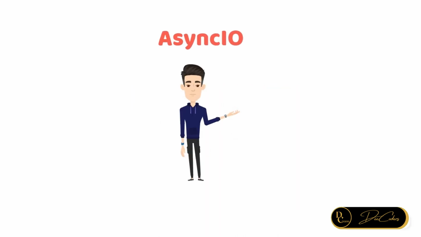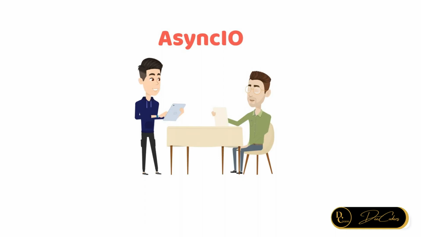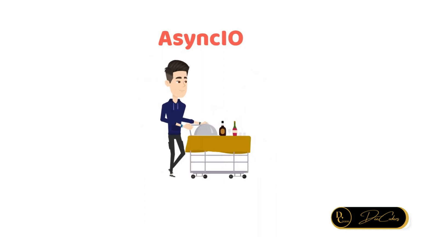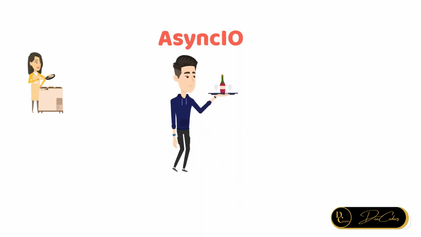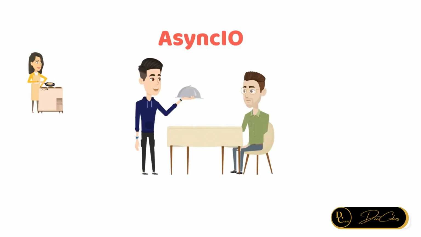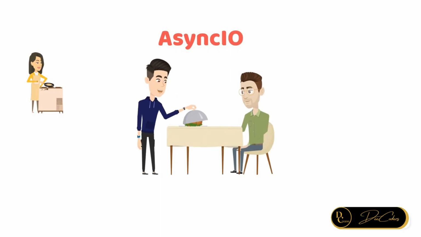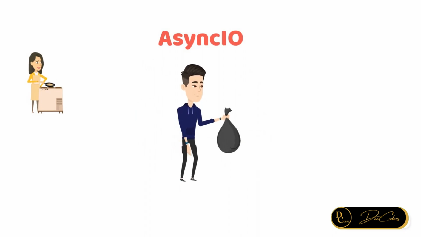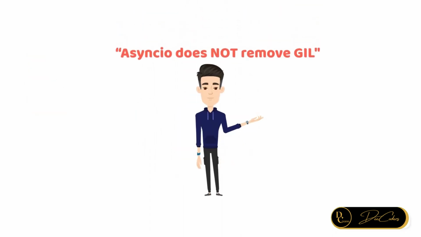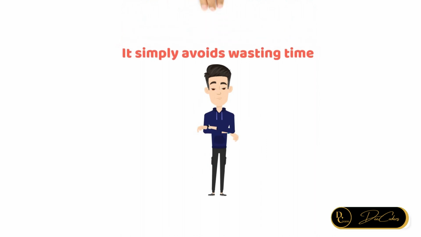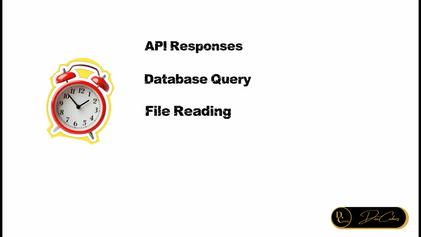Then there is Asyncio. Imagine one super efficient waiter. He takes one order while the food is cooking. Instead of standing idle, he serves another table, then another, then another. One worker, many tasks. Asyncio does not remove the GIL, but it simply avoids wasting time. It is designed for tasks that spend time waiting.